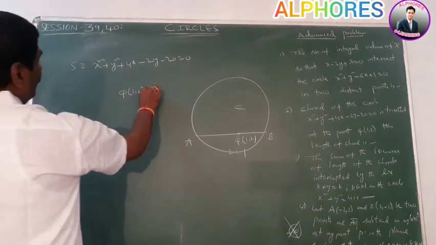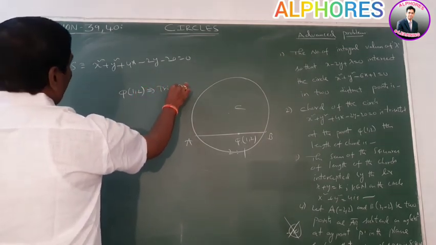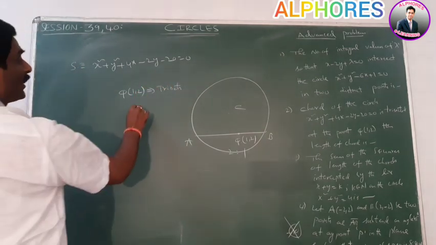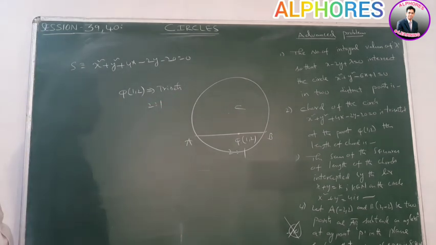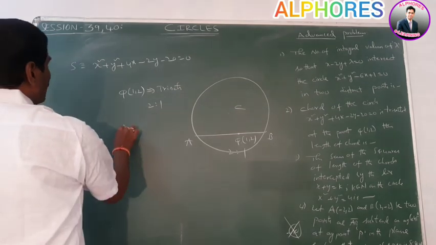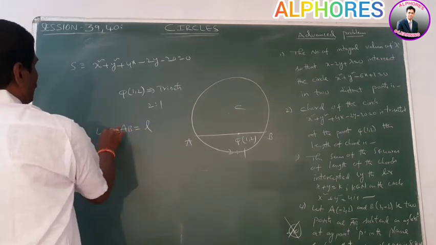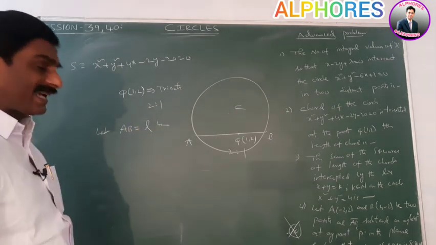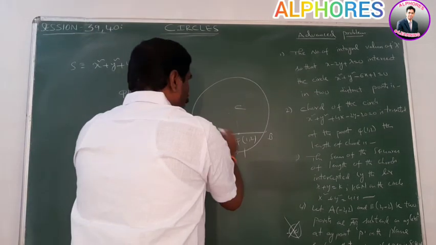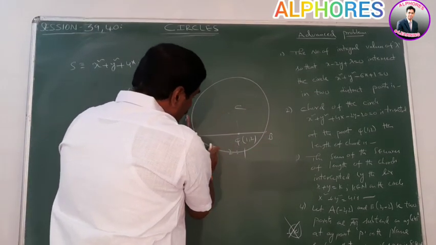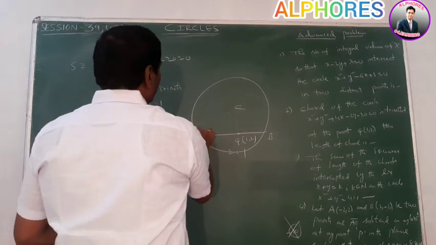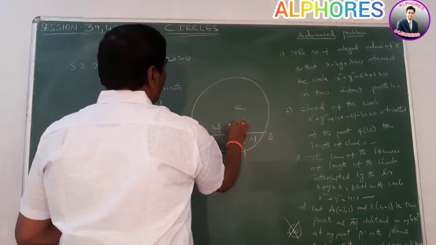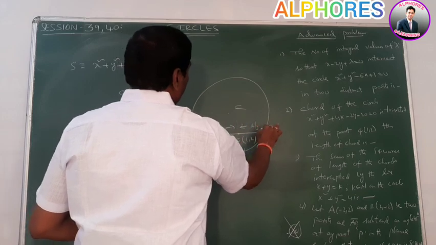Q(1, 2) trisects the chord AB. That means Q divides the chord AB in the ratio 2:1. Suppose AB is equal to L, the length of the chord. Then what is the value of AQ? Total length is L units, with proportional values 2 and 1. That means this length is 2L by 3 and this length is L by 3. Please observe this point.